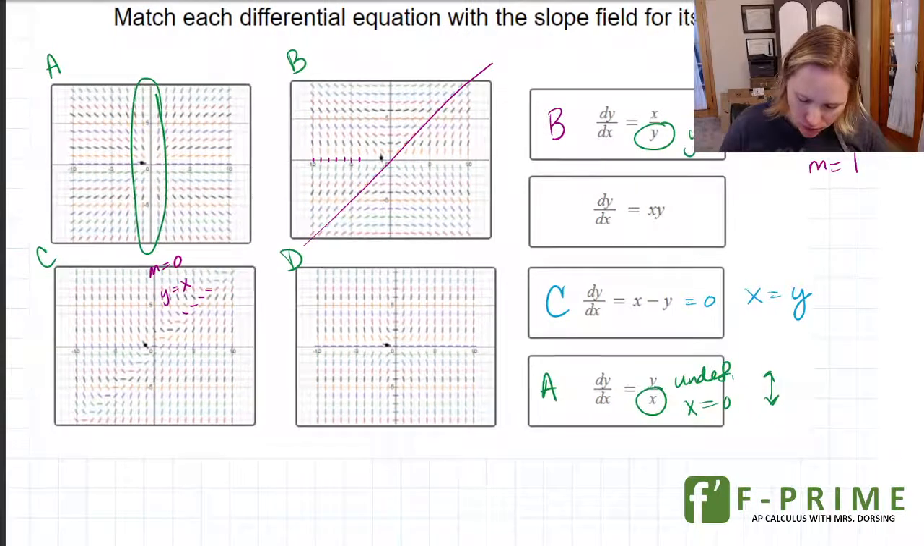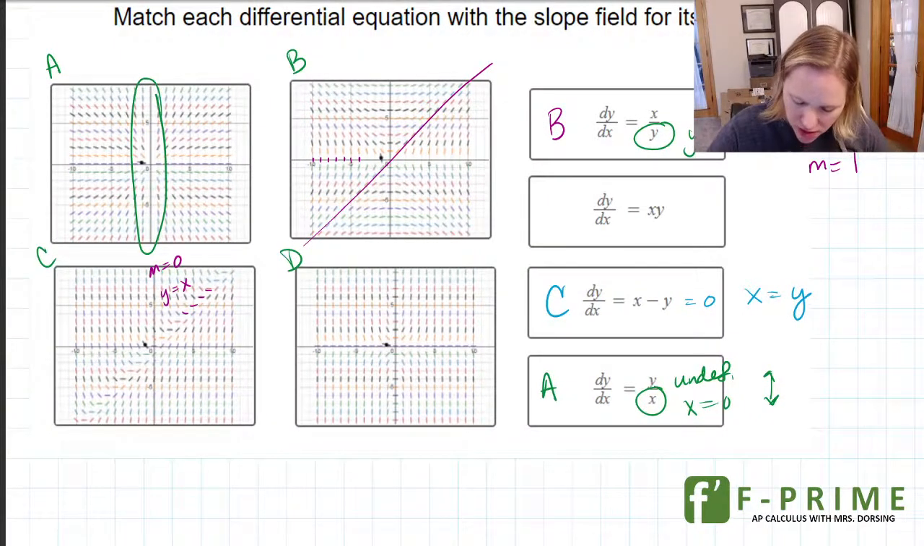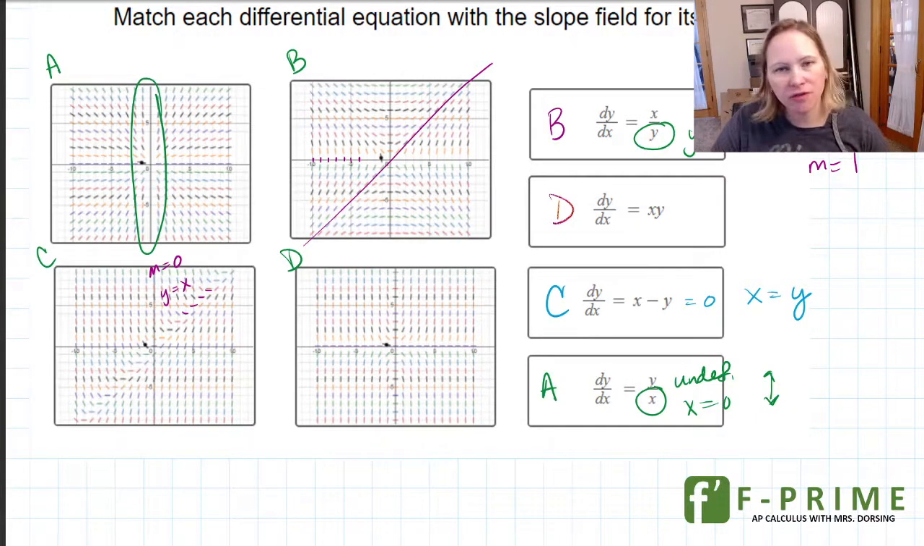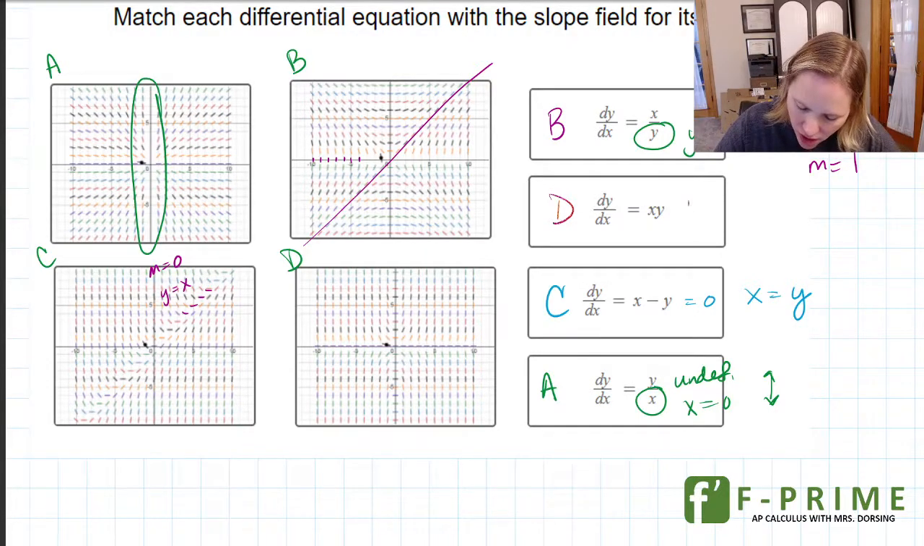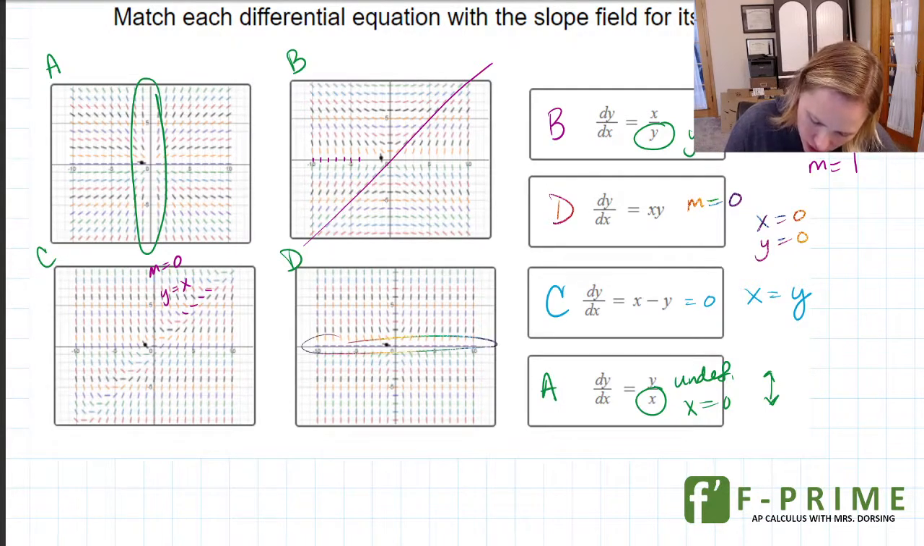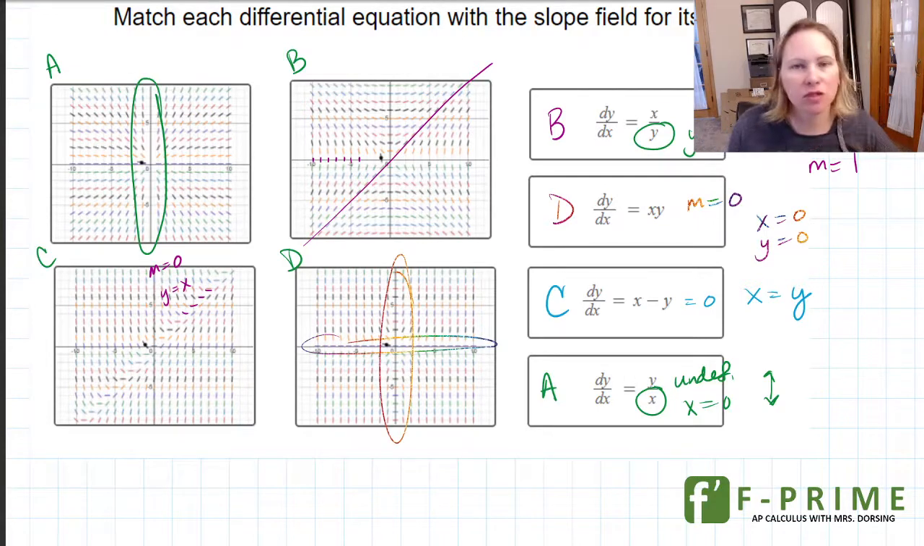So let's take a look. This one then, by process of elimination, would go with D. Let's just verify that that's the case. So here there would be no undefined values. And you would have slopes of 0 when x equals 0 or when y equals 0. So all along the x-axis, all along the y-axis, we have slopes of 0. So I feel good. This makes me feel confident about this.